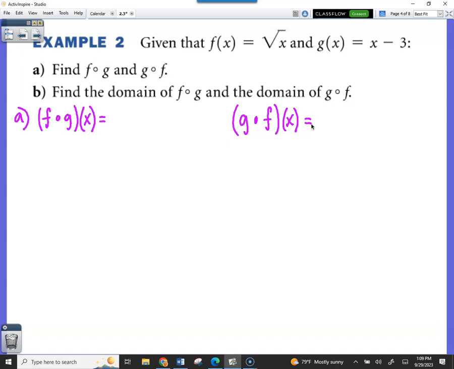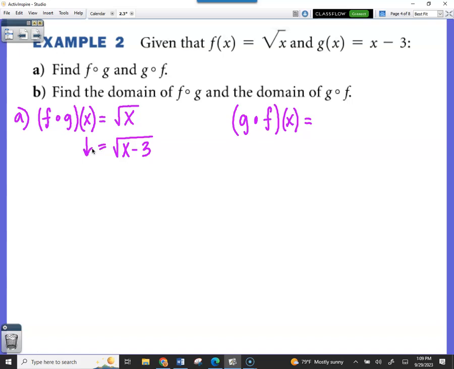Right, function F: beep out the x, plug G in. And there's really not much to clean up. So it's just the square root of x minus 3. Square roots can't be negative. Now beep the x out, so square root of beep. Nothing there. Now plug G in, and that would look like this. Can't do anything. It's done.